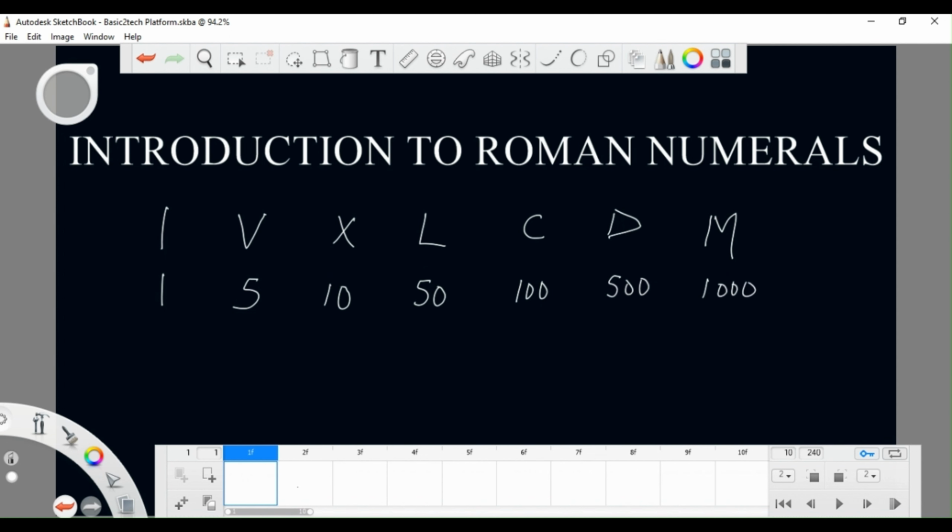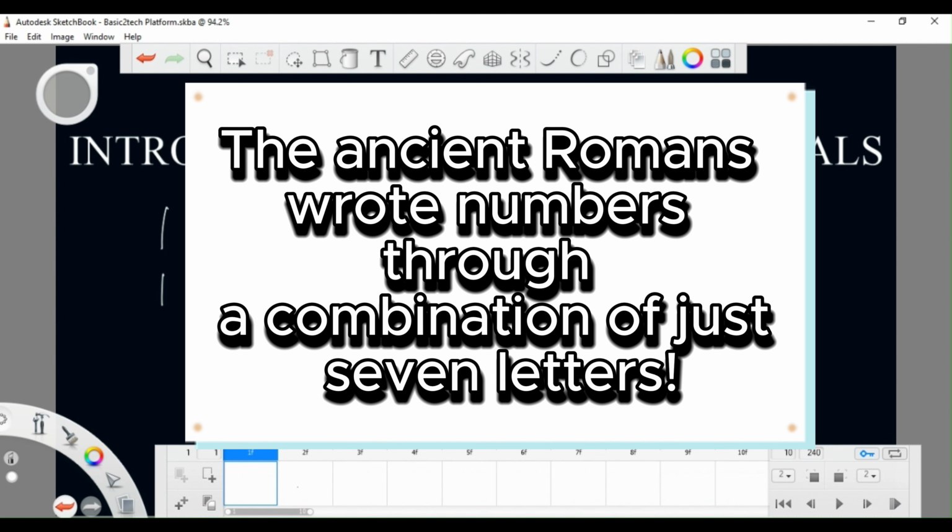To form large numbers, the symbols are combined in various ways. The quantity and order of these letters determine the value of the final number, which means that the ancient Roman numerals wrote numbers using a combination of just 7 letters.